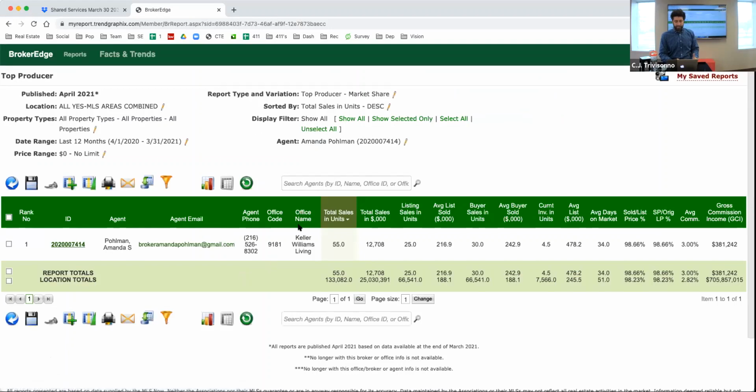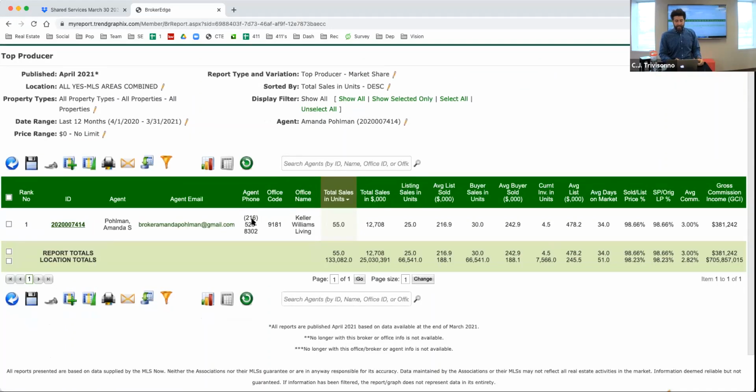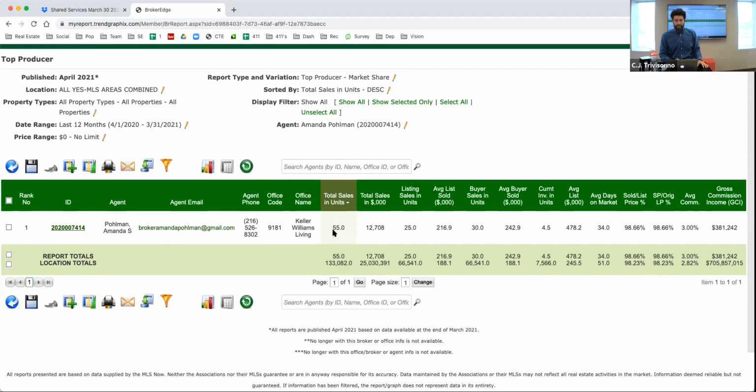It takes a sec. So now you guys can see, this gives a lot of data about Amanda here. If there's a bunch of agents, obviously it's 1 of 1. So she's number 1. Amanda's a broker, so it shows her new broker license ID. It shows her name, her email address, her phone number, her office code, and her office name. This shows Amanda's sales in units over the last year. So something's not right there. It only shows 55.